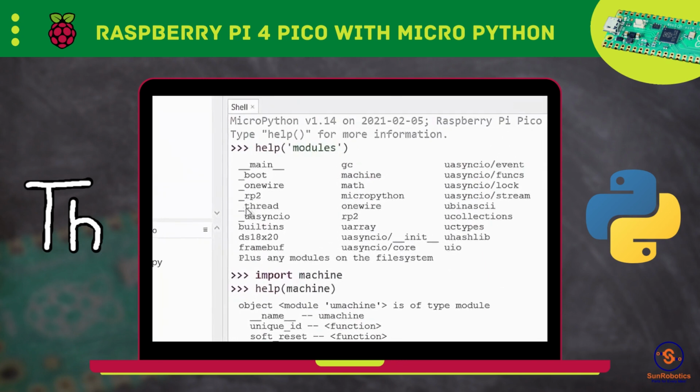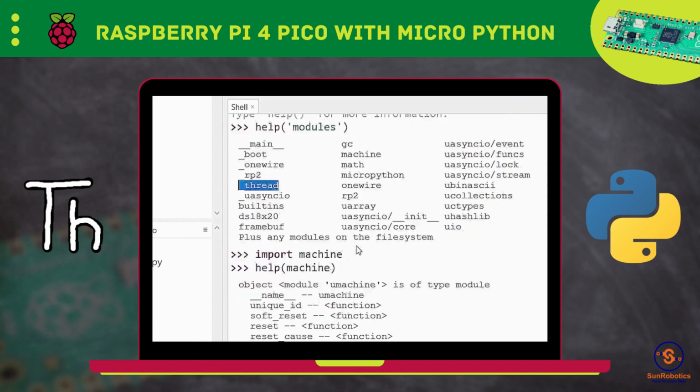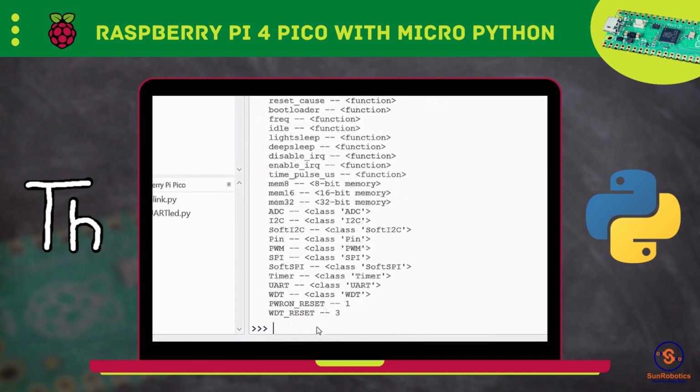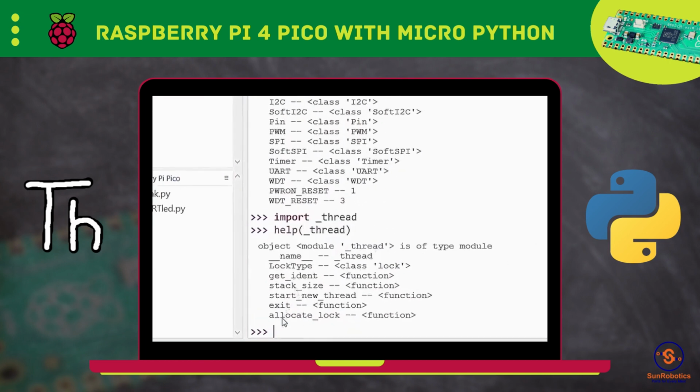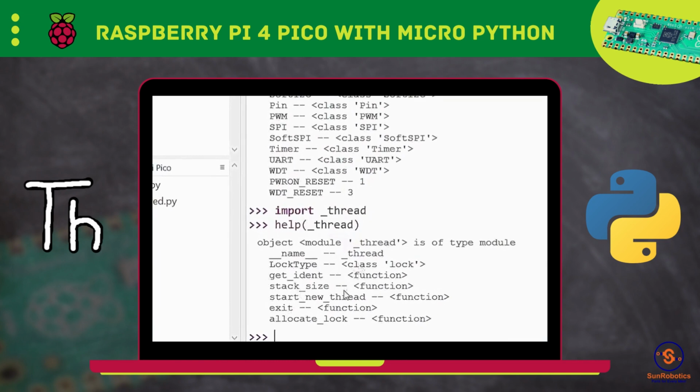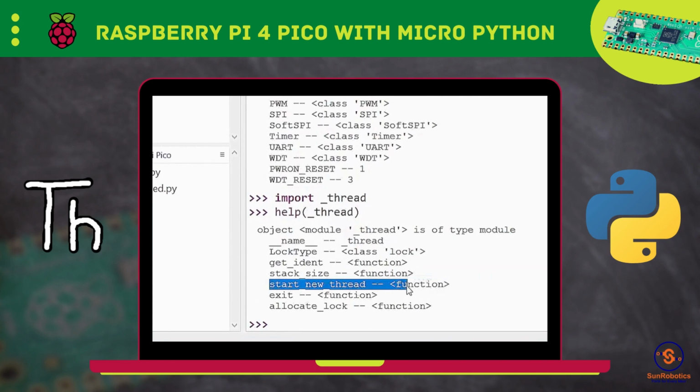Let's start with something called thread. I wanted to know what functions are in the thread module. First you have to import the module, and the module has been imported right now. Then use the help command. So under thread these are the functions available. You can see over here, it's very important: start new thread. This is the one we mostly use.